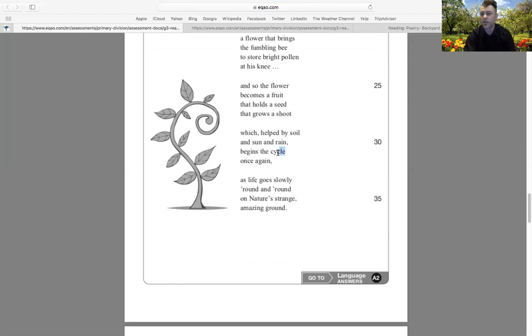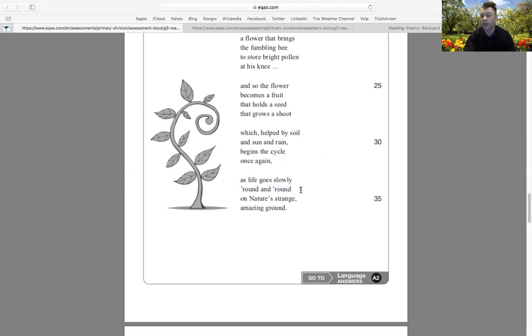This cycle does not mean bicycle. It means something that goes over again and again. If you know a bicycle, the wheels will cycle, or they'll go over and over once again. A cycle would be kind of like if you put a load in the wash and it's on a soap cycle, or a heat cycle or hot water, it goes over again and again and again. That's what cycle is. Once again, as life goes slowly round and round.